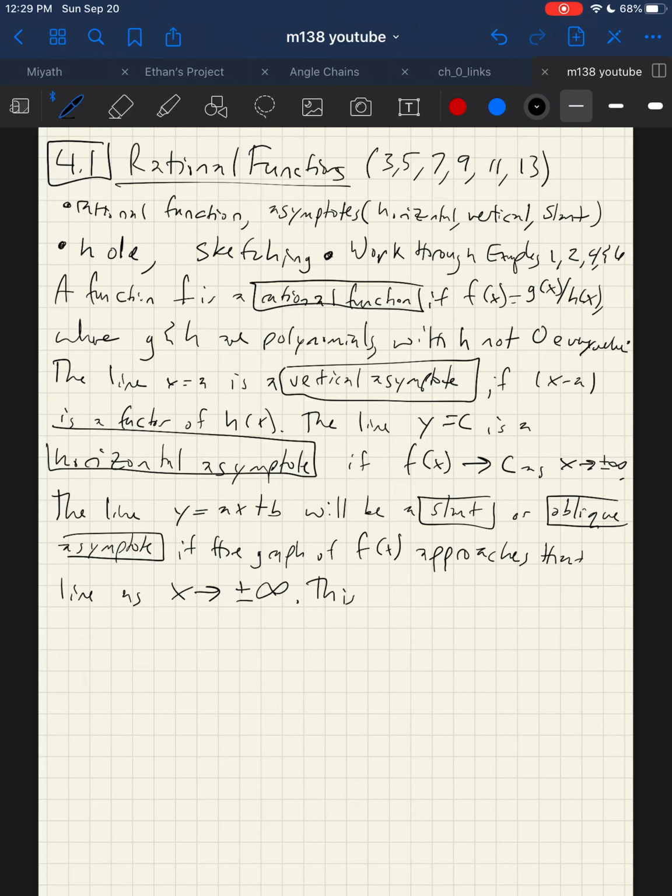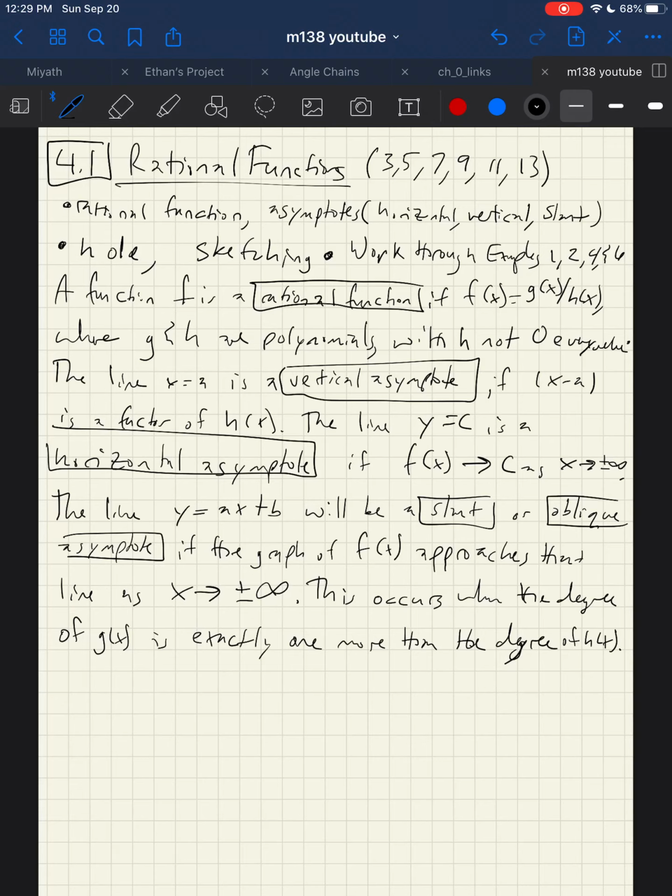This last thing occurs when the degree of g of x is exactly one more than the degree of h of x. You can find that by doing the long division using the division algorithm.